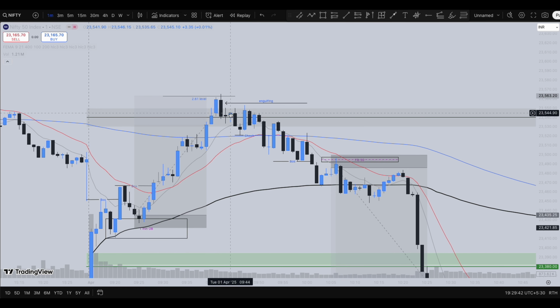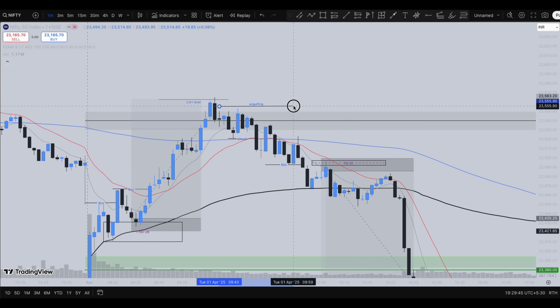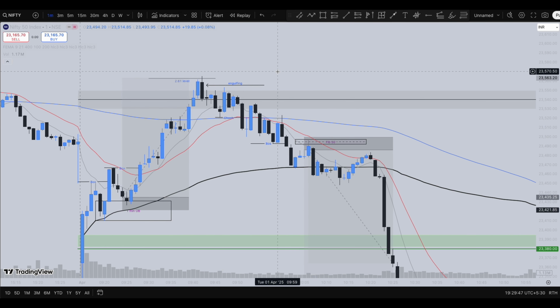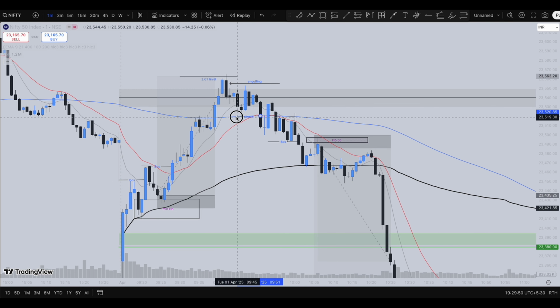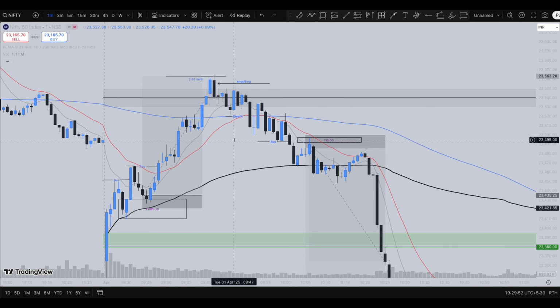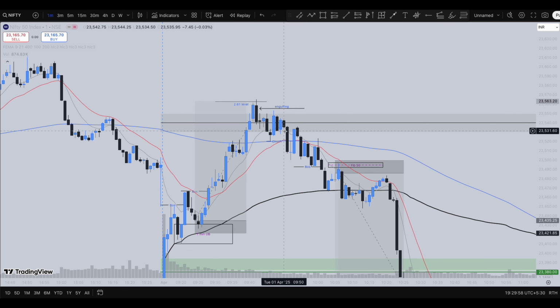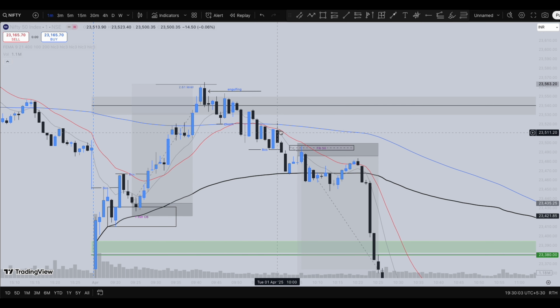And after this, you can see this kind of bearish engulfing pattern where the market rejected price from these levels, from this level, and tried to head towards the downside. Here you can see clearly the market broke this 200 moving average as well as the 21 moving average towards the downside.